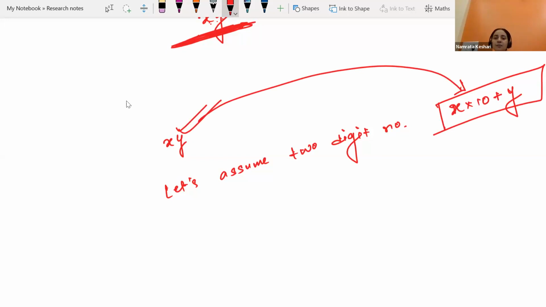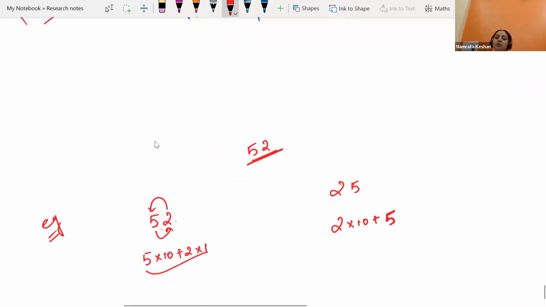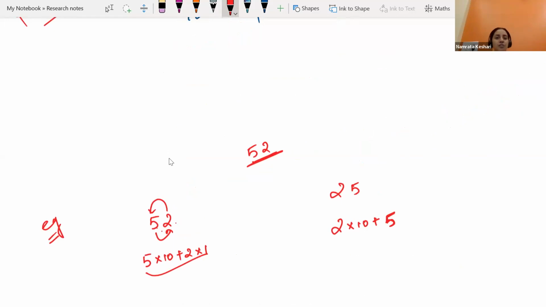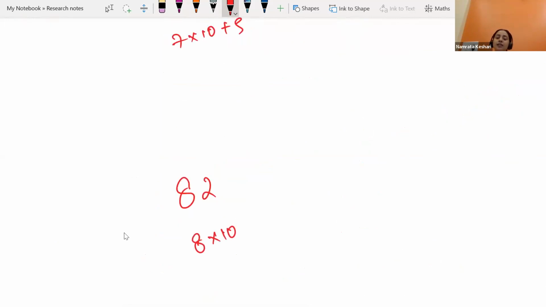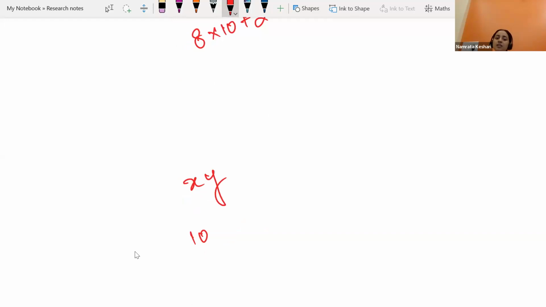Can we write it like this? Can you explain it once again? I said that 52 can be written as 5 into 10 plus 2. 75 can be written as 7 into 10 plus 5 according to their place value. 82 can be written as 8 into 10 plus 2. Okay, then xy can be written as 10 into x plus y.